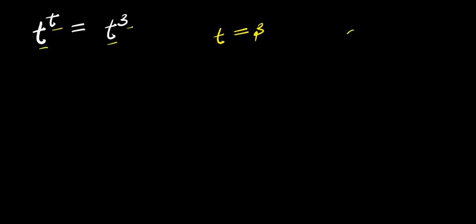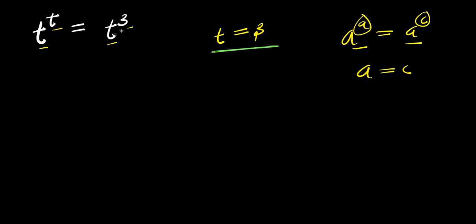Because we have a to the power of a equals a to the power of c. Since you have a and a here, that means a equals c. This and this can be equated to each other. So, right now, I can take this as one of the solutions, but there are other solutions to this.